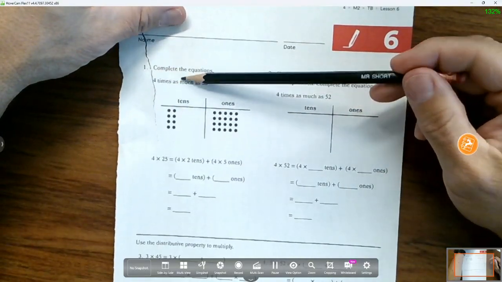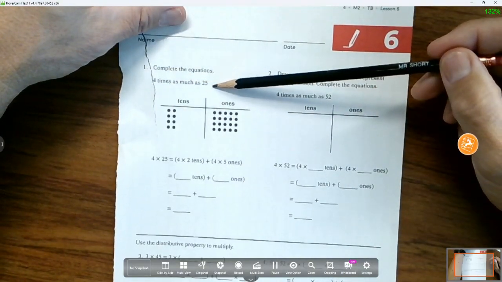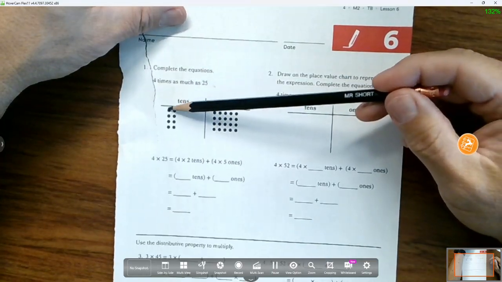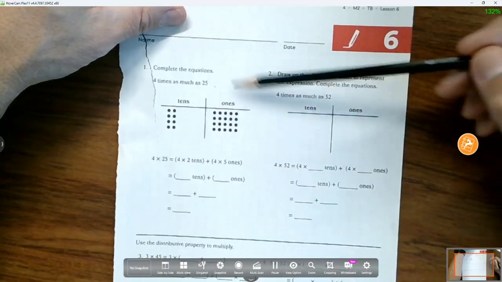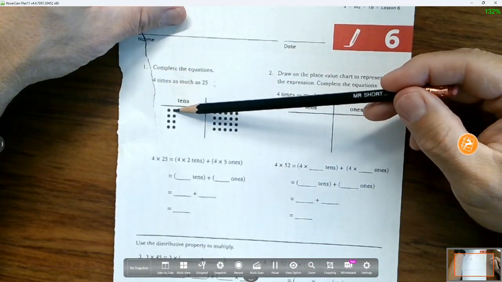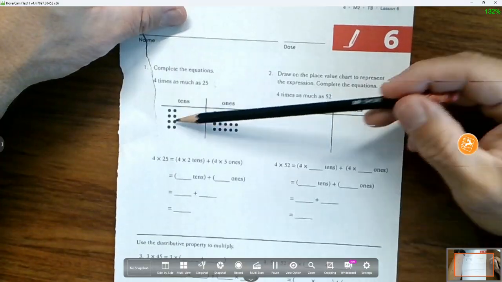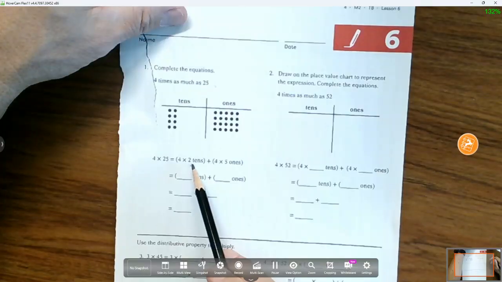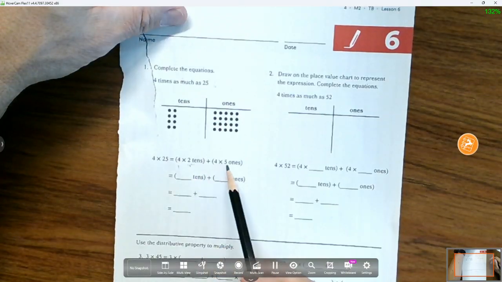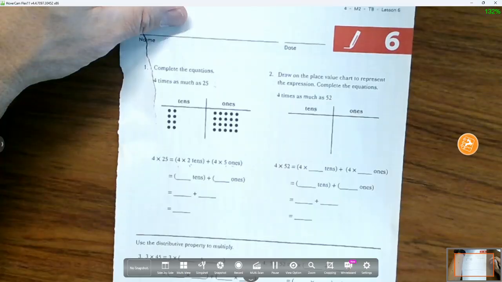So we have 4 times as much as 25. Okay, so we need 25. So we have 2 10s is 20, and 1, 2, 3, 4, 5 ones. We need that 4 times. So we look 1, 2, 3, 4. All right. And if we look, we have the same thing right here. 2 10s 4 times and 5 ones 4 times.